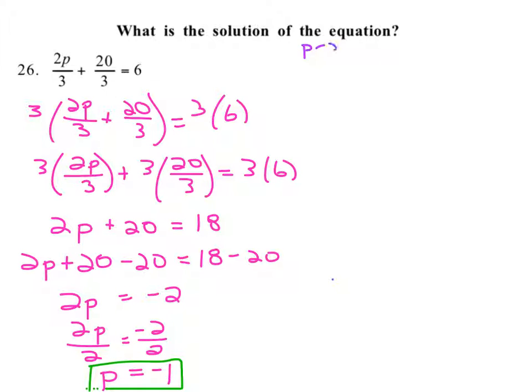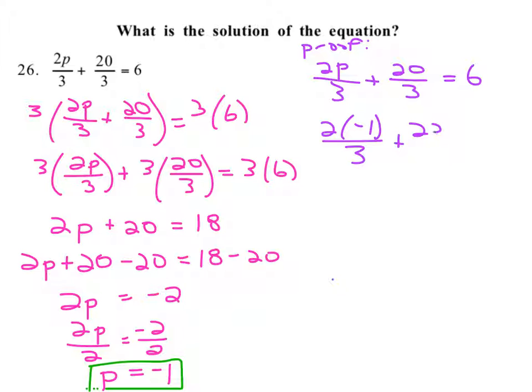Now, original equation: 2p over 3 plus 20 over 3 equals 6. And now we say 2 parentheses, we think p is negative 1, over 3 plus 20 over 3 equals 6. Okay, 2 times negative 1 is negative 2. So we've got negative 2 over 3 plus 20 over 3 equals 6.